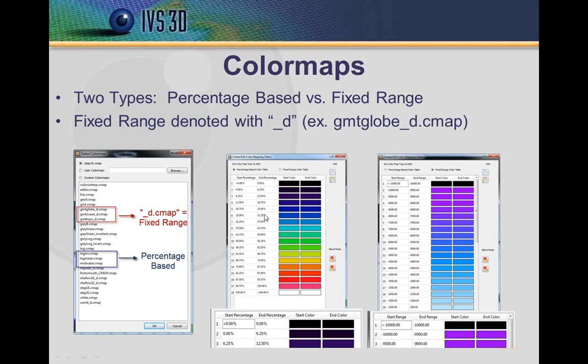Looking at these color maps in more detail over here, this is a percentage-based color map. So I've zoomed in on the top portion of that color map, and you can see that the color breaks are in percentages. So this first color break goes from 0 to 6.25% of the data. For a fixed range color map, you'll note that there's a check in the radio box for fixed range up here. Fixed range color maps are scaled to ranges of the data. So here, looking at this zoomed in portion, I'm looking at a color block that goes from -10,000 meters to -9,500 meters. So those are our two types of color maps in Fledermaus.